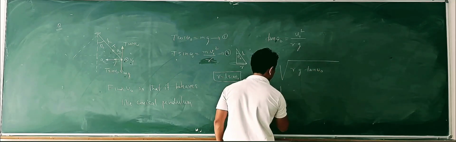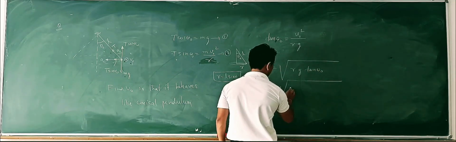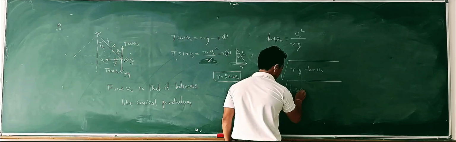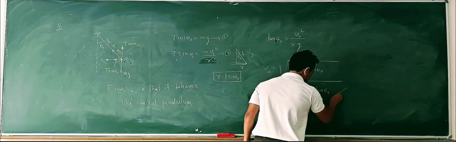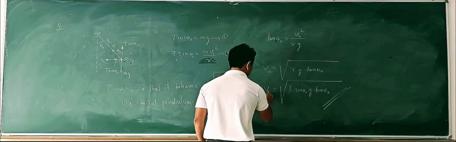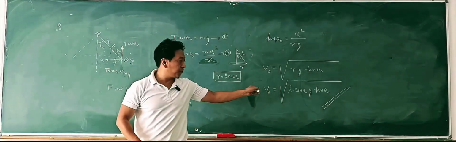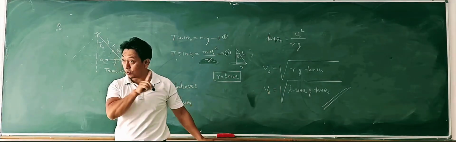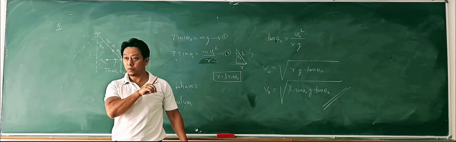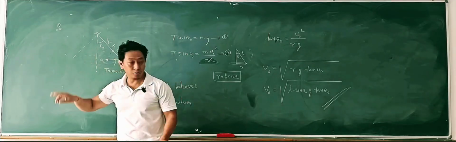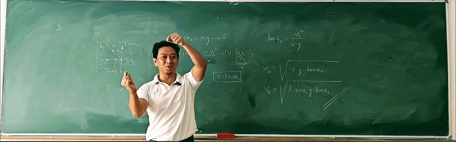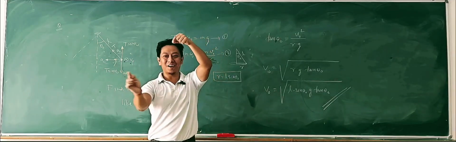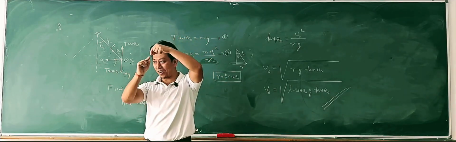What is small r? L sin theta naught. So V naught is under root L sin theta naught g tan theta naught. So at this speed, if you give exactly this much speed only, for any angle you can find that speed. First decide at what angle you want it to go. First decide that. You want it to go this way or this. First find the angle.